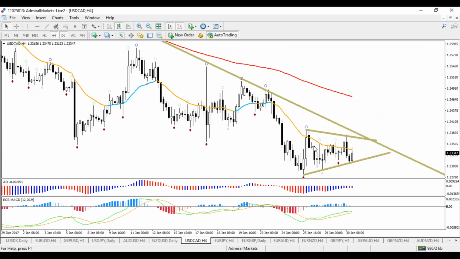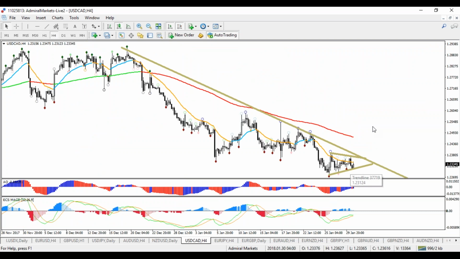And if it breaks the triangle to the upside, there is a resistance trend line to be careful of. It would need to break above that before a bigger kind of bullish incentive or momentum is likely to be seen. So for the moment, struggling to do anything here. With the dollar CAD, let's take a look at more pairs.